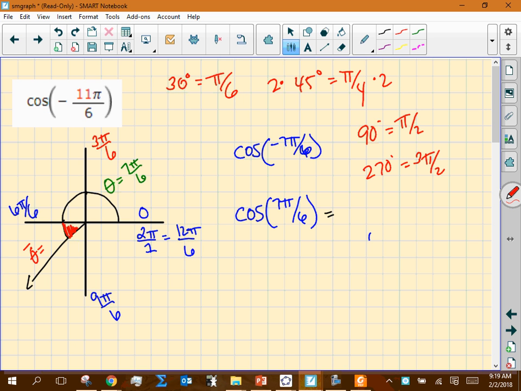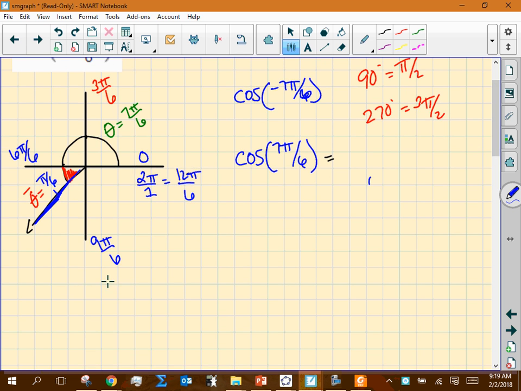Okay. I always visualize or think about, okay, if this is where my terminal ray stops, how much do I have to rotate it back up to get to the x-axis? Well, if I went 7 pi over 6, that was pi over 6 too far, or pi over 6 radians beyond the x-axis. So then that's the pi over 6 that I need to go back to become the x-axis. So my theta bar is pi over 6.